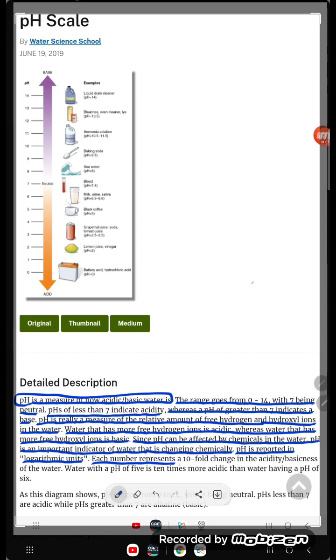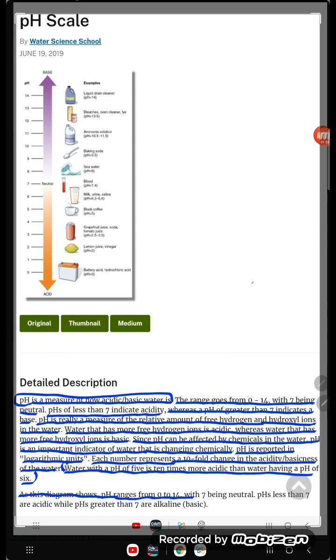Each number represents a tenfold change in the acidity and basicity of the water. Water with a pH of 5 is 10 times more acidic than water having a pH of 6. What is the meaning? Water with a pH of 5 is 10 times more acidic than water having a pH of 6. As these diagrams show, pH ranges from 0 to 14, with 7 being neutral. A pH of less than 7 is acidic, while a pH of greater than 7 is basic.